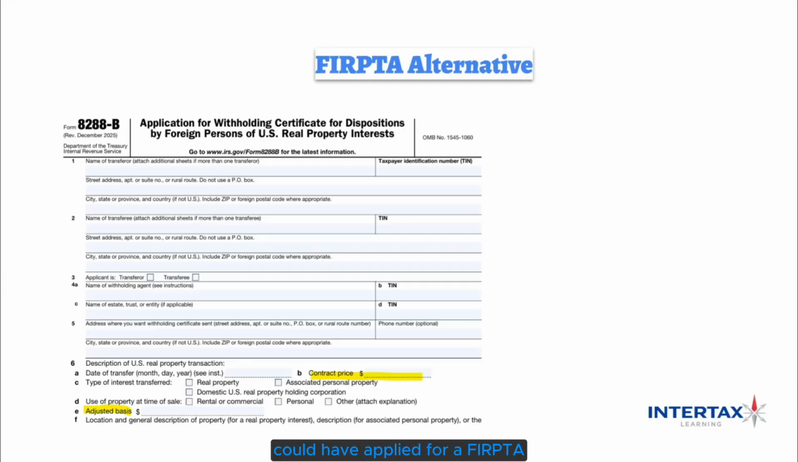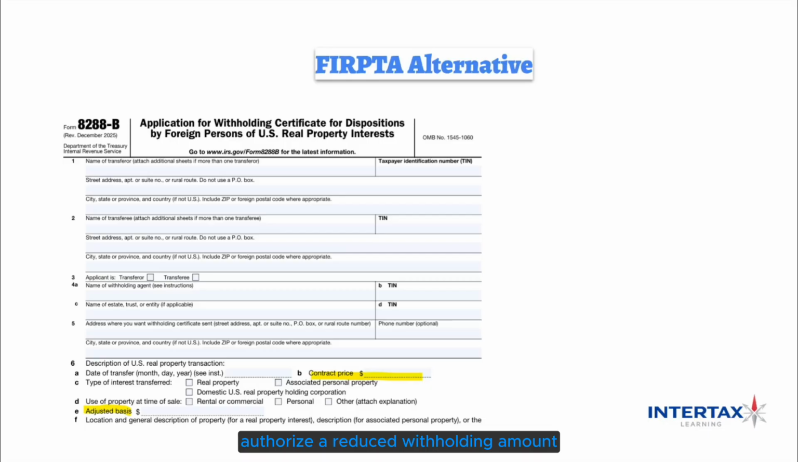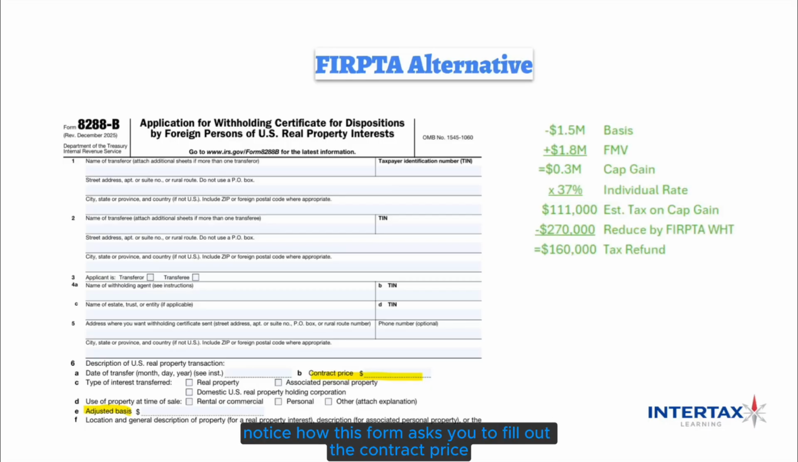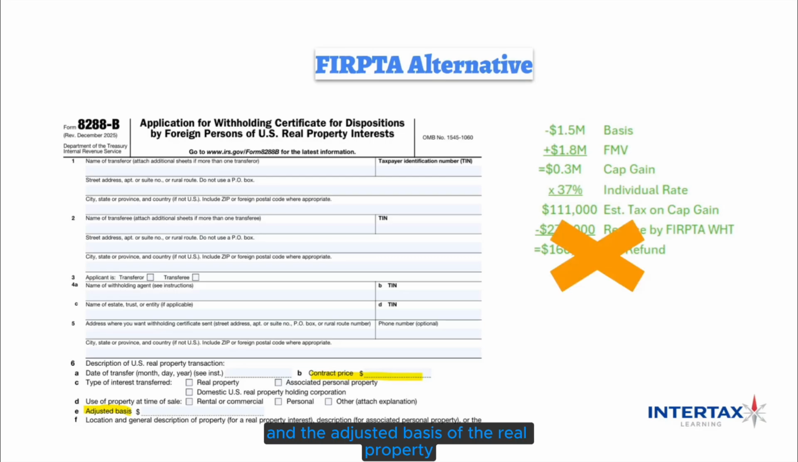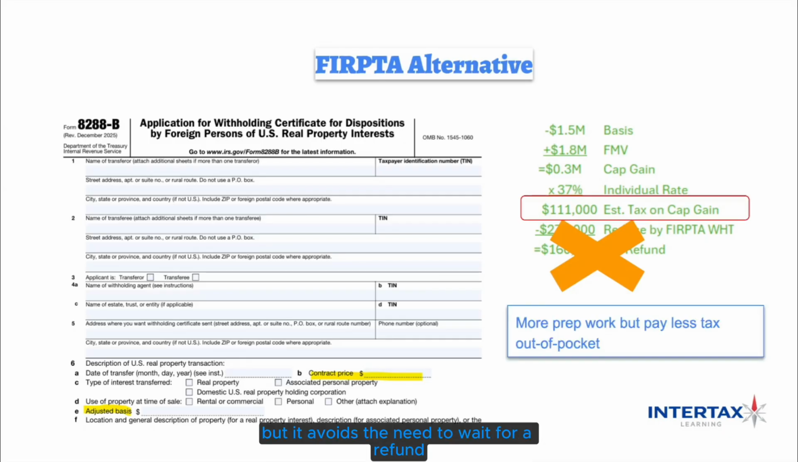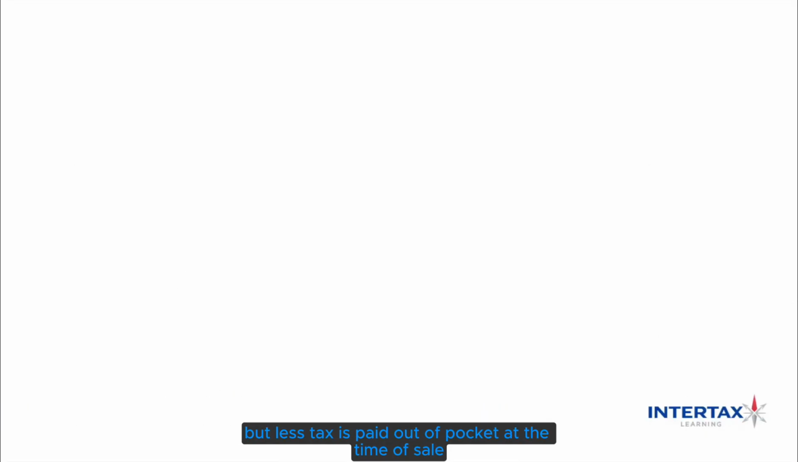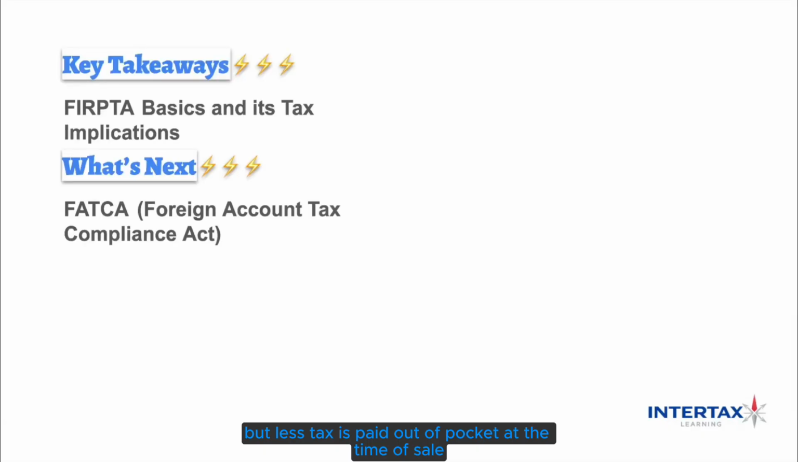Alternatively, Mr. T could have applied for a FIRPTA withholding certificate by filing Form 8288-B before the sale. This allows the IRS to authorize a reduced withholding amount based on the maximum tax actually due. Notice how this form asks you to fill out the contract price and the adjusted basis of the real property. This doesn't reduce the tax itself, but it avoids the need to wait for a refund. So the seller's withholding tax is the same as the true tax calculated on the capital gain. This requires more prep work, but less tax is paid out of pocket at the time of sale.